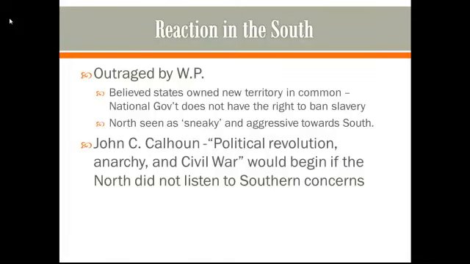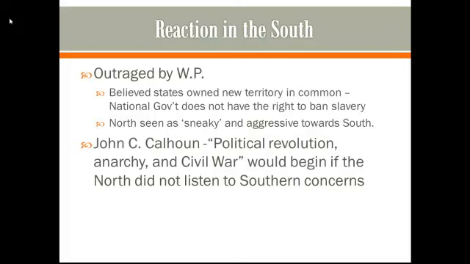They are outraged by it for a couple of reasons. The first is that this is another example of mistrust between North and South. The South is going to view the Northerners as sneaky and aggressive towards the South, the Southern way of life. They're going to think that the North is trying to end slavery very sneakily, not actually having the vote on slavery, but trying to outlaw it without the South's consent.